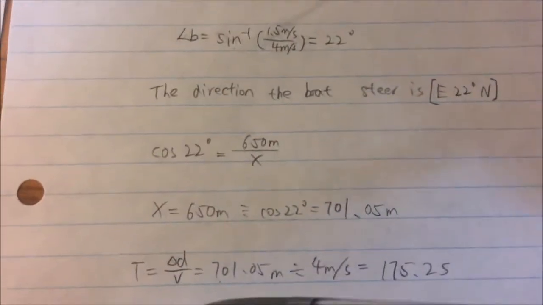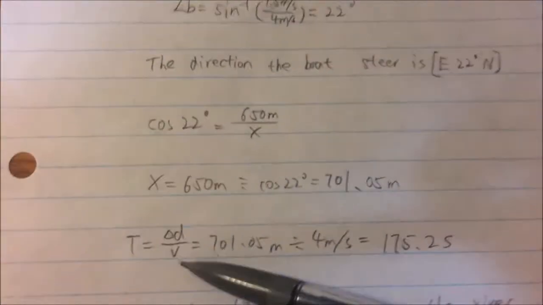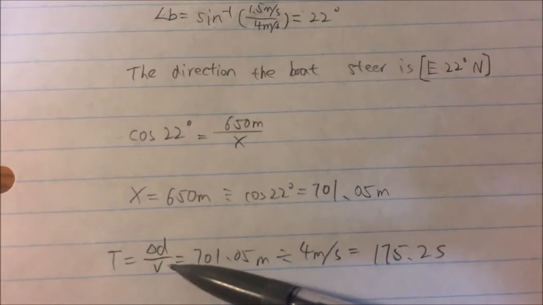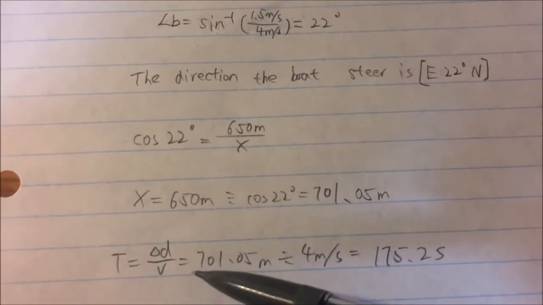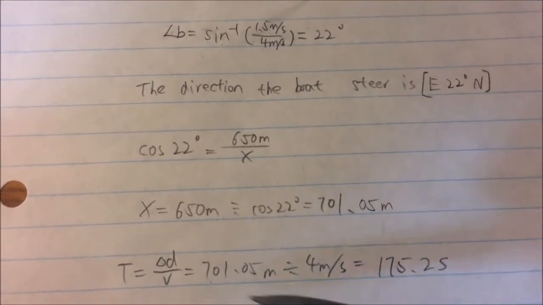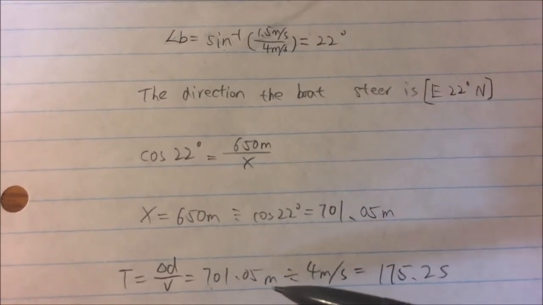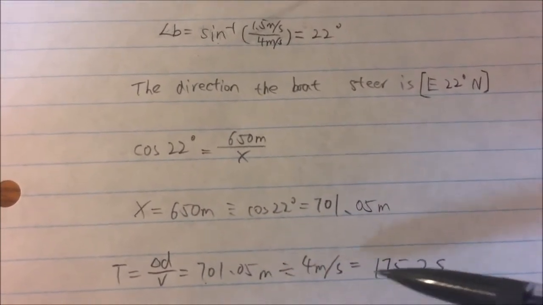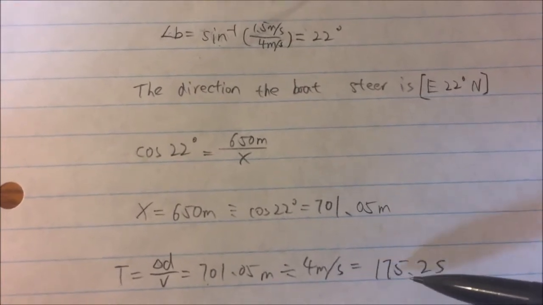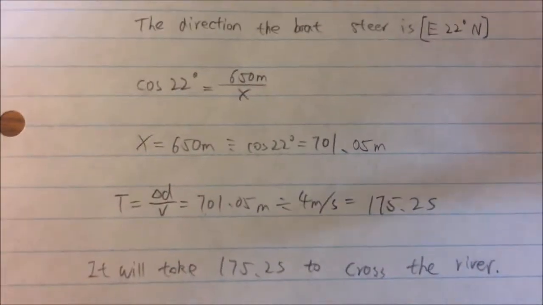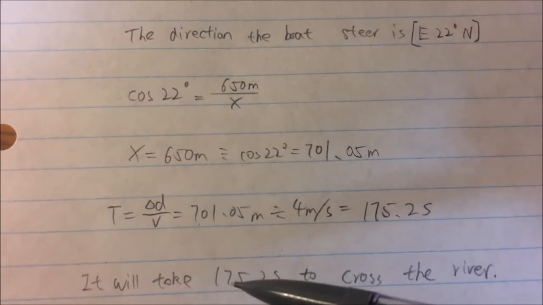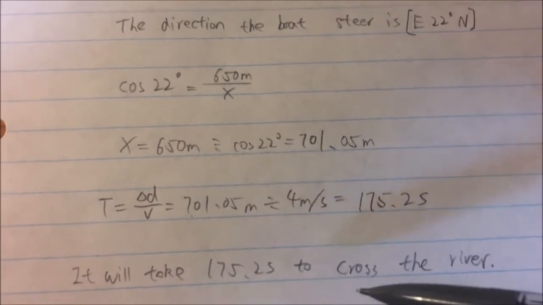.05 meters. So the time is equal to distance divided by velocity. As we know, the boat travels at 4 meters per second. So it's 701.05 meters divided by 4 meters per second, which is 175.2 seconds. So it will take 175.2 seconds to cross the river.